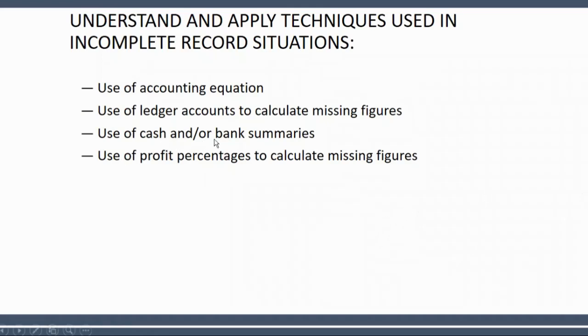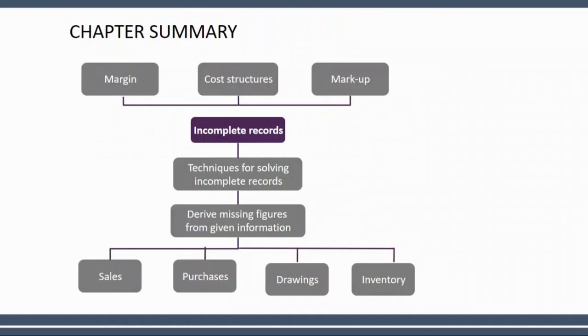Use of cash or bank summaries, you can do cash book and bank statement, and profit percentages. This is very important, and we are going to explain in detail how to calculate profit and how to use profit percentages to calculate the missing figures. We are going to do some 5 or 6 examples as part of this chapter. I mean, this chapter I can only explain by doing some examples.